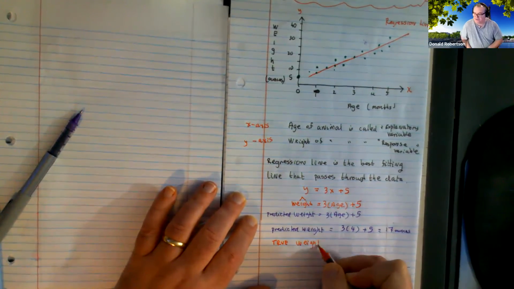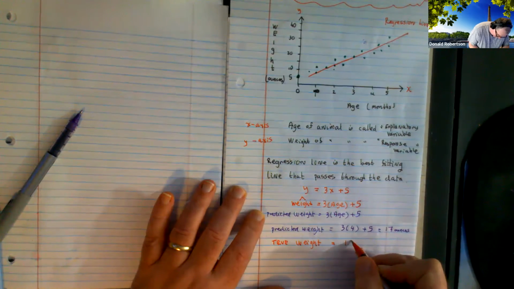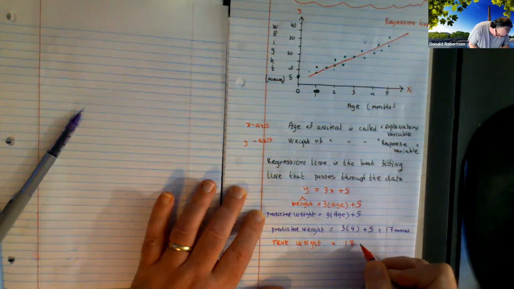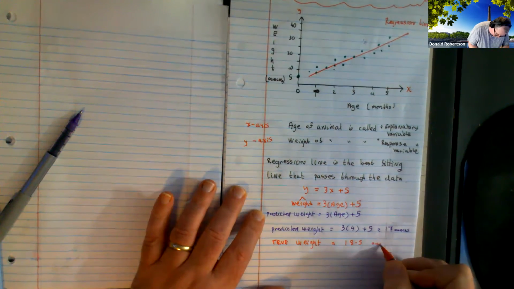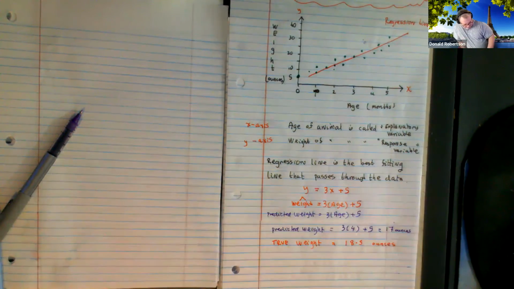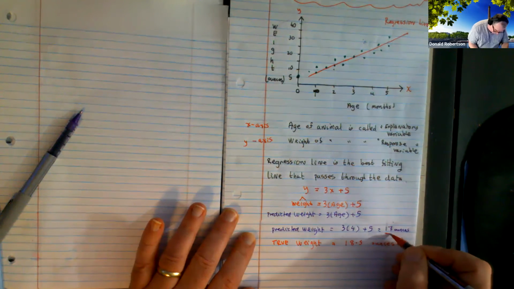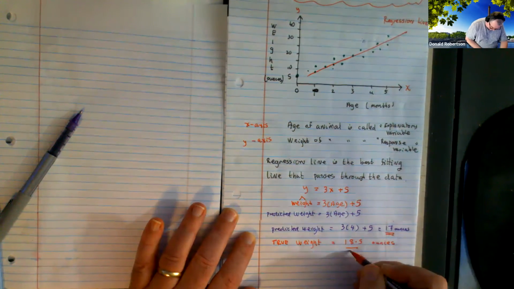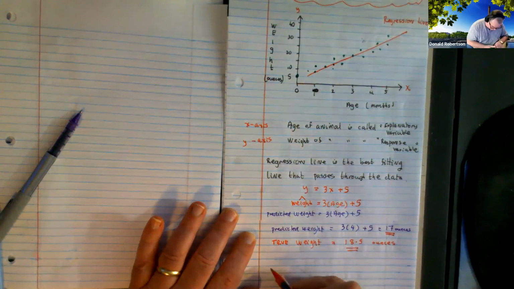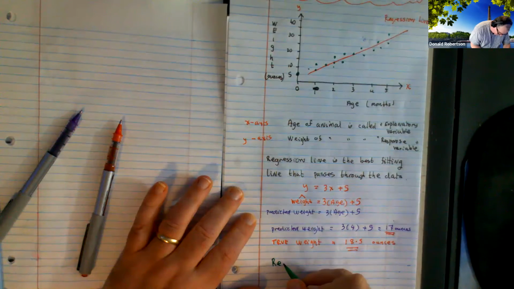Now, its true weight might be 17 ounces, but let's just say for argument's sake that this particular rat weighed 18.5 ounces. So what you're saying here is that this rat is a little bit heavier than the normal 4-month-old rat. And we have a term for the difference between what we predicted it would be and what the true value is. And the term is called the residual. And you are asked to find this in some questions.